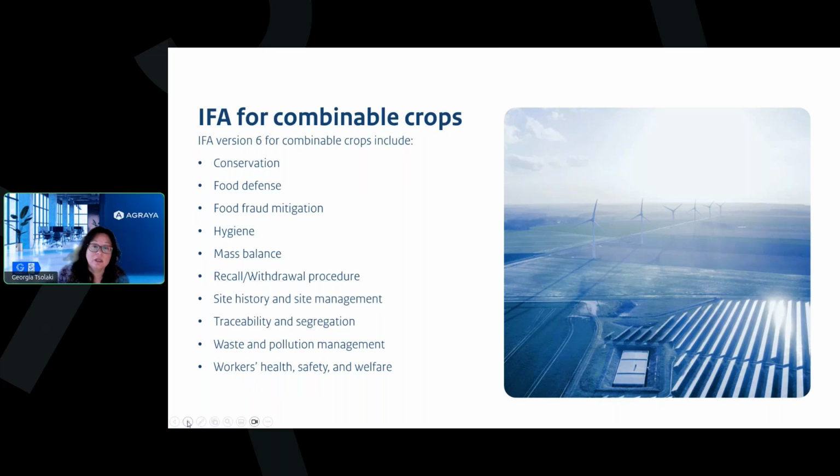We also include environmental requirements for waste and pollution management, and requirements for the sustainability of the workers and the health and safety of workers that are working in the farm. Can you please proceed to the next slide?